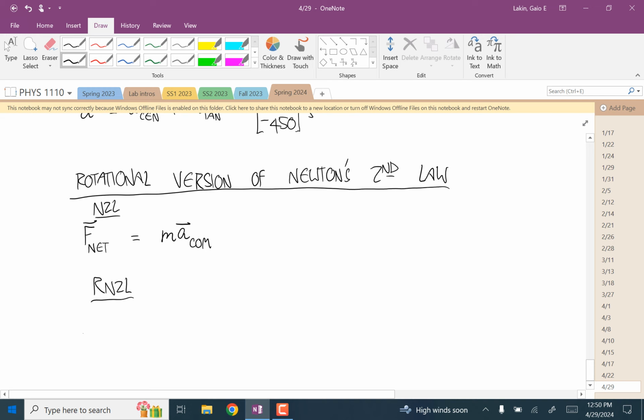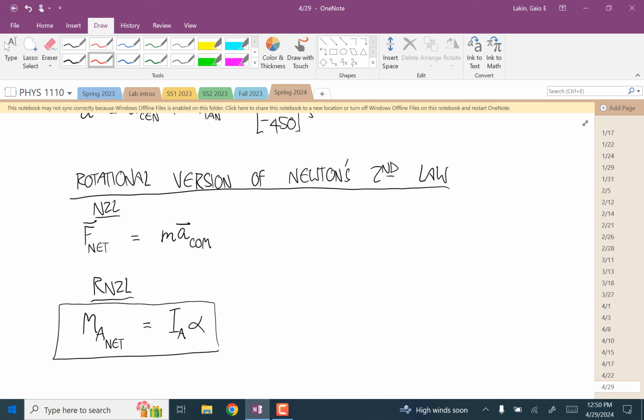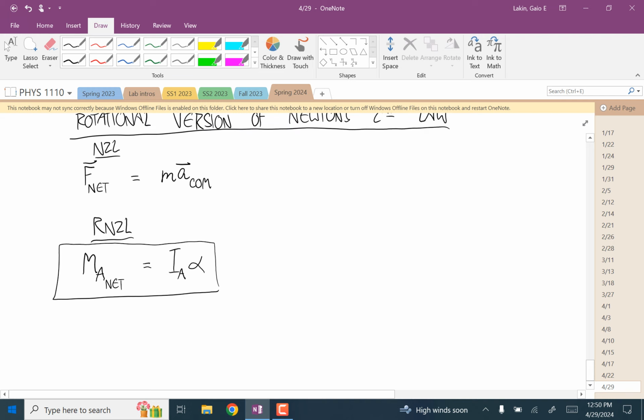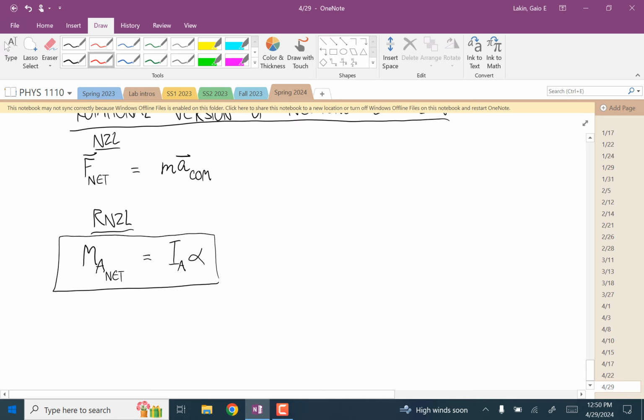says take all of the moments produced about some location A. That's equal to the moment of inertia around that point A times the angular acceleration. And the reason I brought up Newton's second law before I brought this up is I want you to notice how similar these are in form.